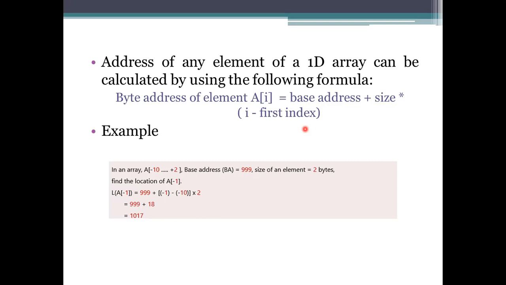Here, the byte address of A of I, whether the index is 0 to n minus 1 or 1 to n, whatever it is, we need to specify that. So here, we are using base address plus size into (I minus first index) as the formula. This is the formula for calculating the address space, meaning where it has been stored.